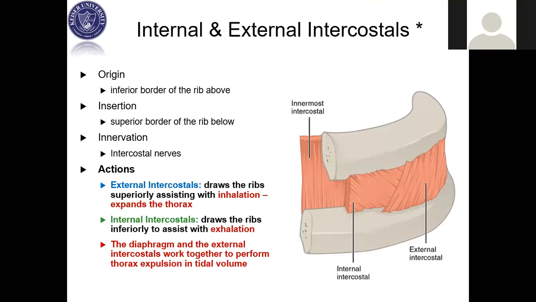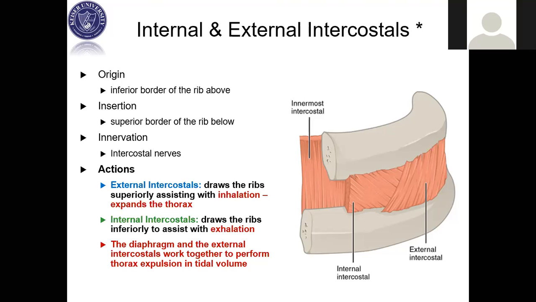The internal and external intercostals, these are muscles between the ribs. And remember, when we're breathing, our ribs expand and contract. Well, it's the internal and external intercostals that perform that action. What I need you to know about the internal and external intercostals is the actions.